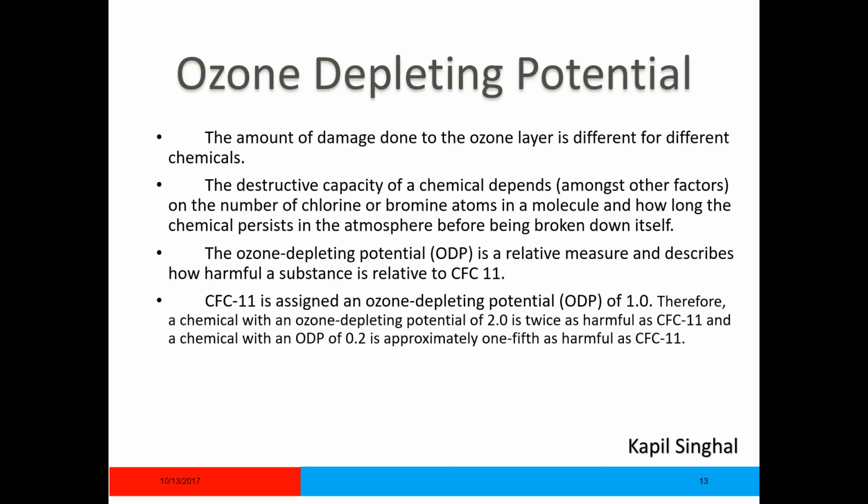So if CFC 11 is 1, then another molecule may be less than that or higher than that. A halon, which is 2 to 3 times or 5 times more damaging to the ozone layer than CFC 11, will have an ODP of 2 or 4, whereas R22, for example, will have a very low ODP, which is 0.055. That's how ozone depletion potential differentiates between different chemicals.